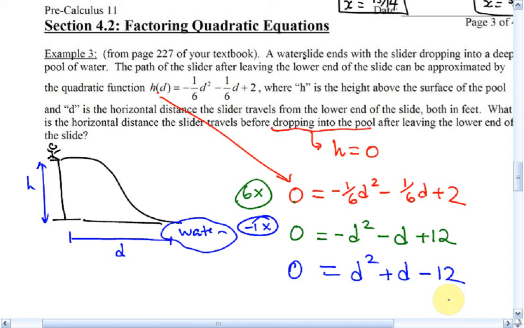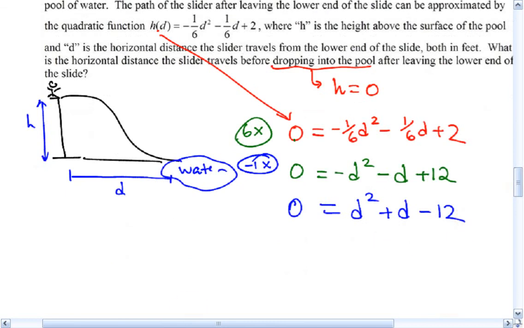Negative 1 times by negative 1. Right? So by multiplying by negative 1, all the negative signs get reversed. Or it's like just taking out the negative. You're right. Okay, ladies and gentlemen, this is much nicer. Can you start to factor this now? Go ahead and try to factor, please.